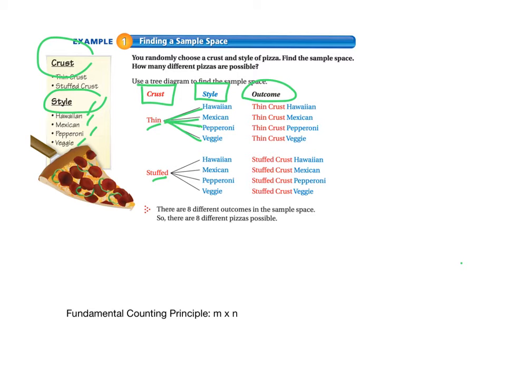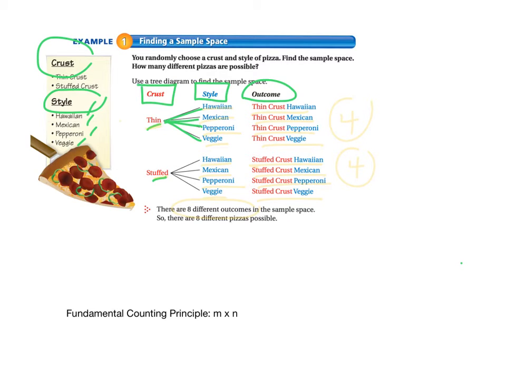Let's use a different color. I could have a thin crust that is Hawaiian. I could have a thin crust that is Mexican, a thin crust that is pepperoni, a thin crust that has veggie, right? So right here I've got my first four. That's great. Now that's if the crust is thin. However, I need to move down and take into account if my crust is stuffed. So I could have stuffed with Hawaiian, stuffed with Mexican, stuffed crust pepperoni, stuffed with veggie. Here's four more. So all together, I've got 8 possible outcomes.